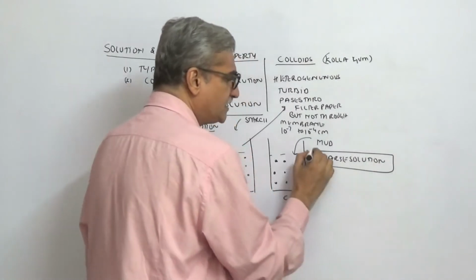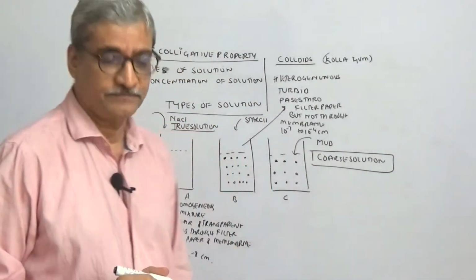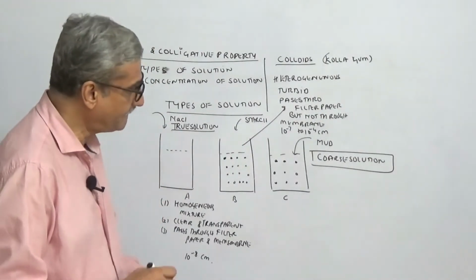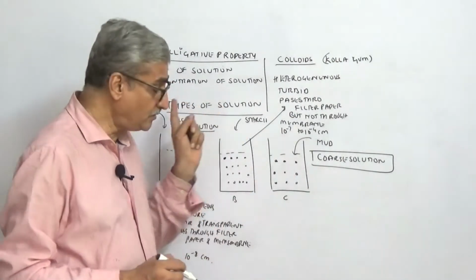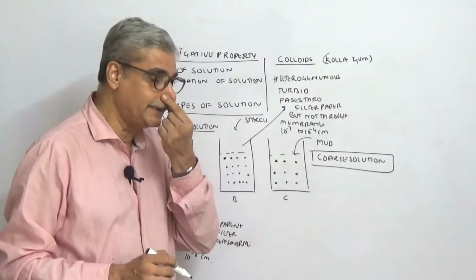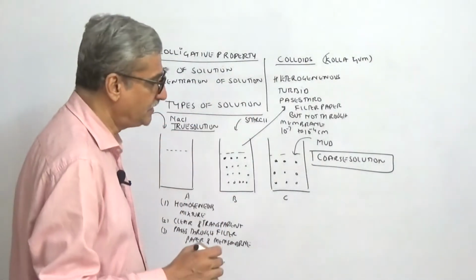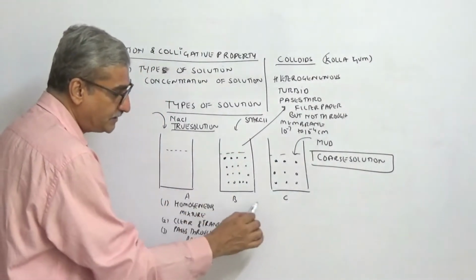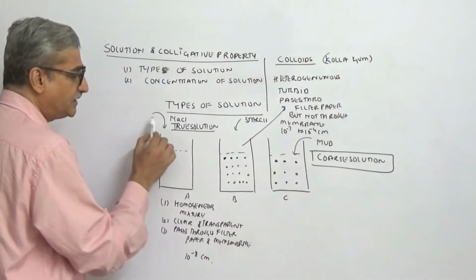So two things which distinguish colloids from coarse suspension: first and foremost, colloids are stable, and the particles are not visible to the naked eye. Coarse suspension is not stable. It settles after some time and the particles are visible to the naked eye. This is what I taught you in your 11th standard surface chemistry, adsorption and colloids. And this is what we are starting today.